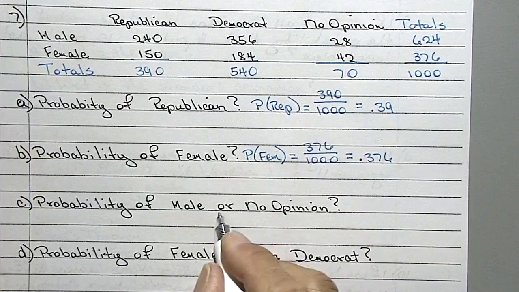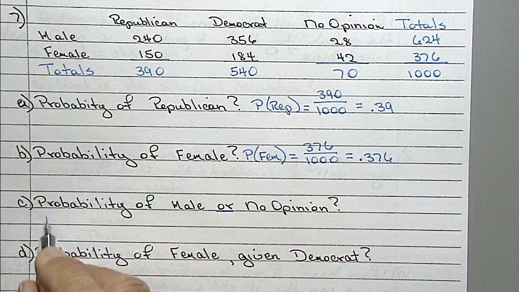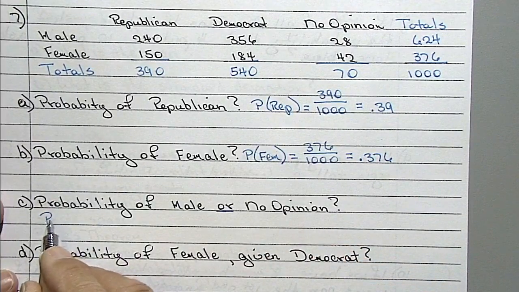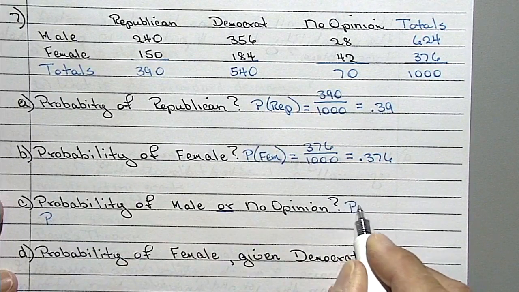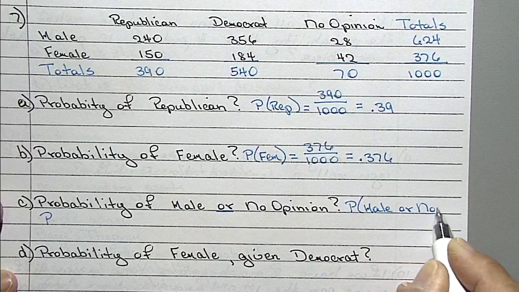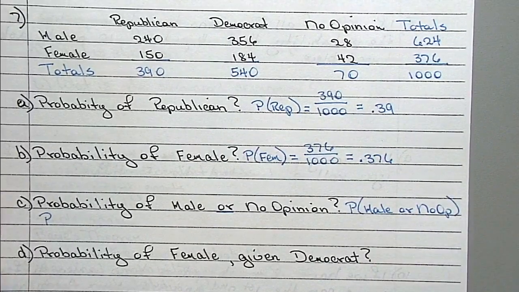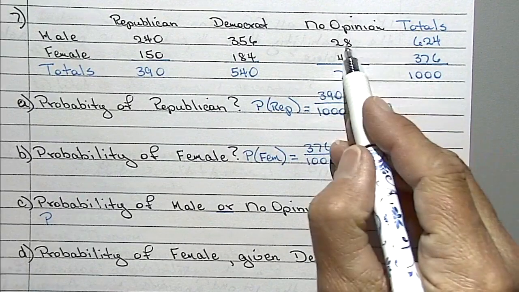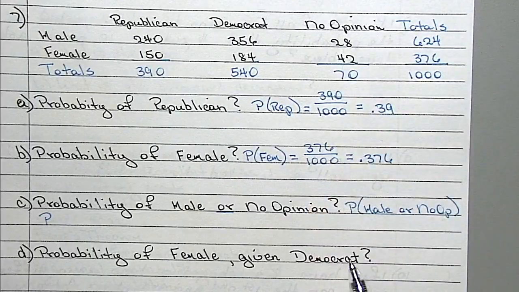What's the probability of male or no opinion? That's different, isn't it? Probability, I'll write it like this, probability of male or no opinion. I have to ask myself, do I have any that are male and no opinion? Are any of those males no opinion? How many? 28, right? These are no opinion males, right? So I have to add all the males, all the no opinions, and subtract out the ones that are both.